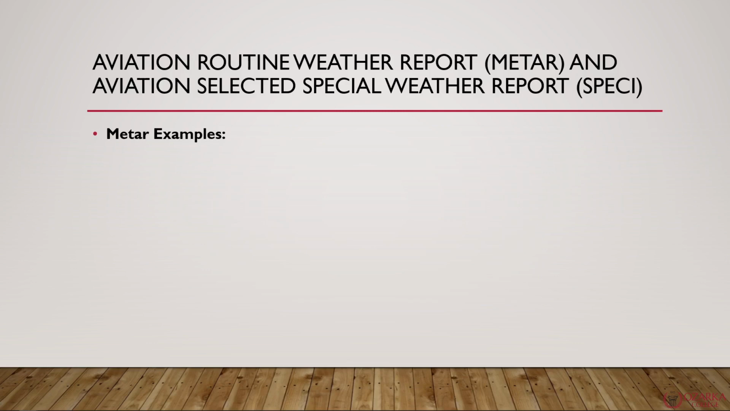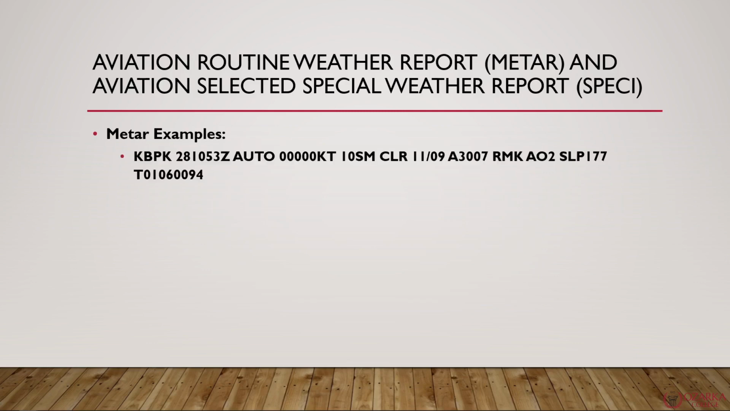So let's look at some METAR examples. Now this METAR comes from Mountain Home. This is the Bravo Papa Kilo Airport. This METAR is from the 28th at 10:53 Zulu. It is an automated report. The winds are calm. There's 10 statute miles of visibility. Sky conditions are clear below 12,000 feet. The temperature is 11 degrees Celsius. The dew point is 09 degrees Celsius.